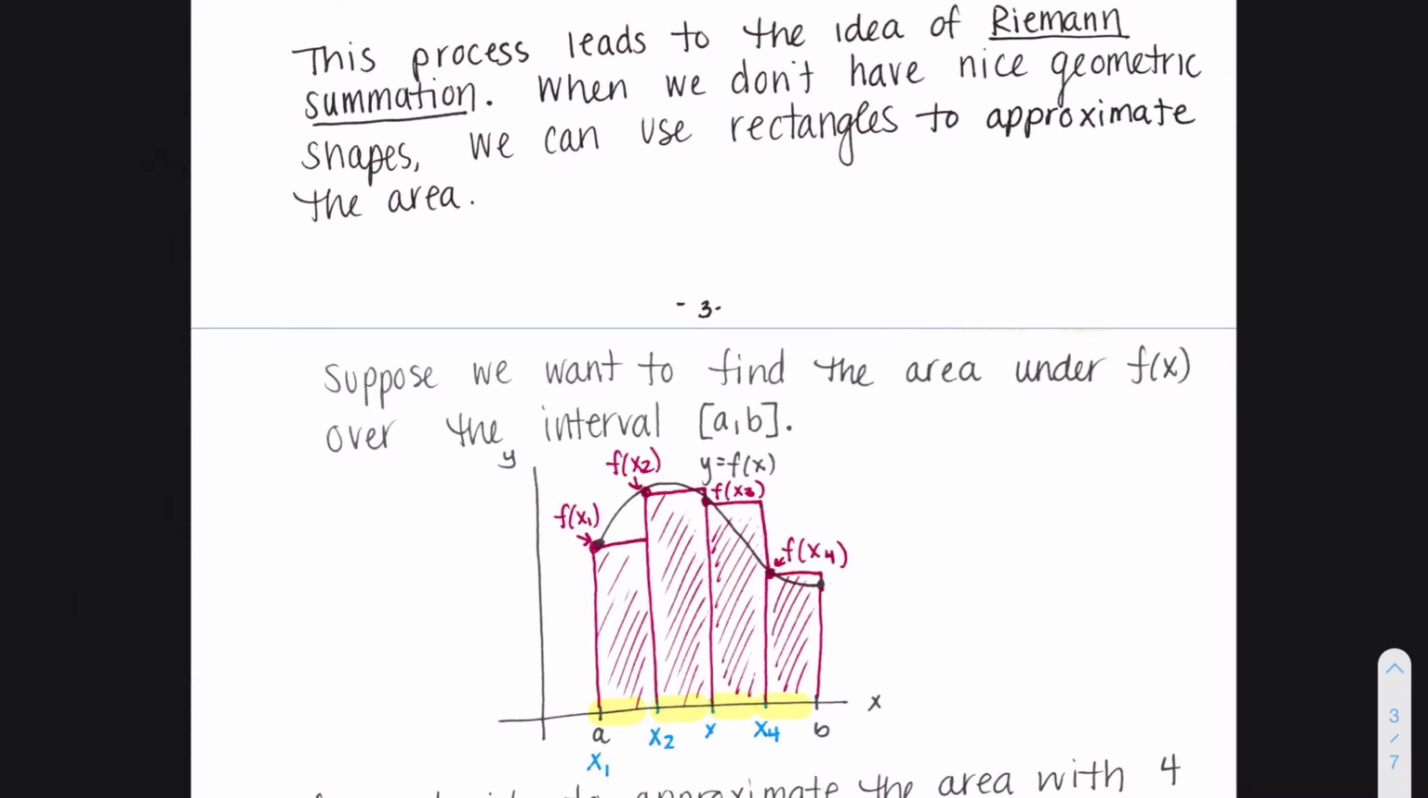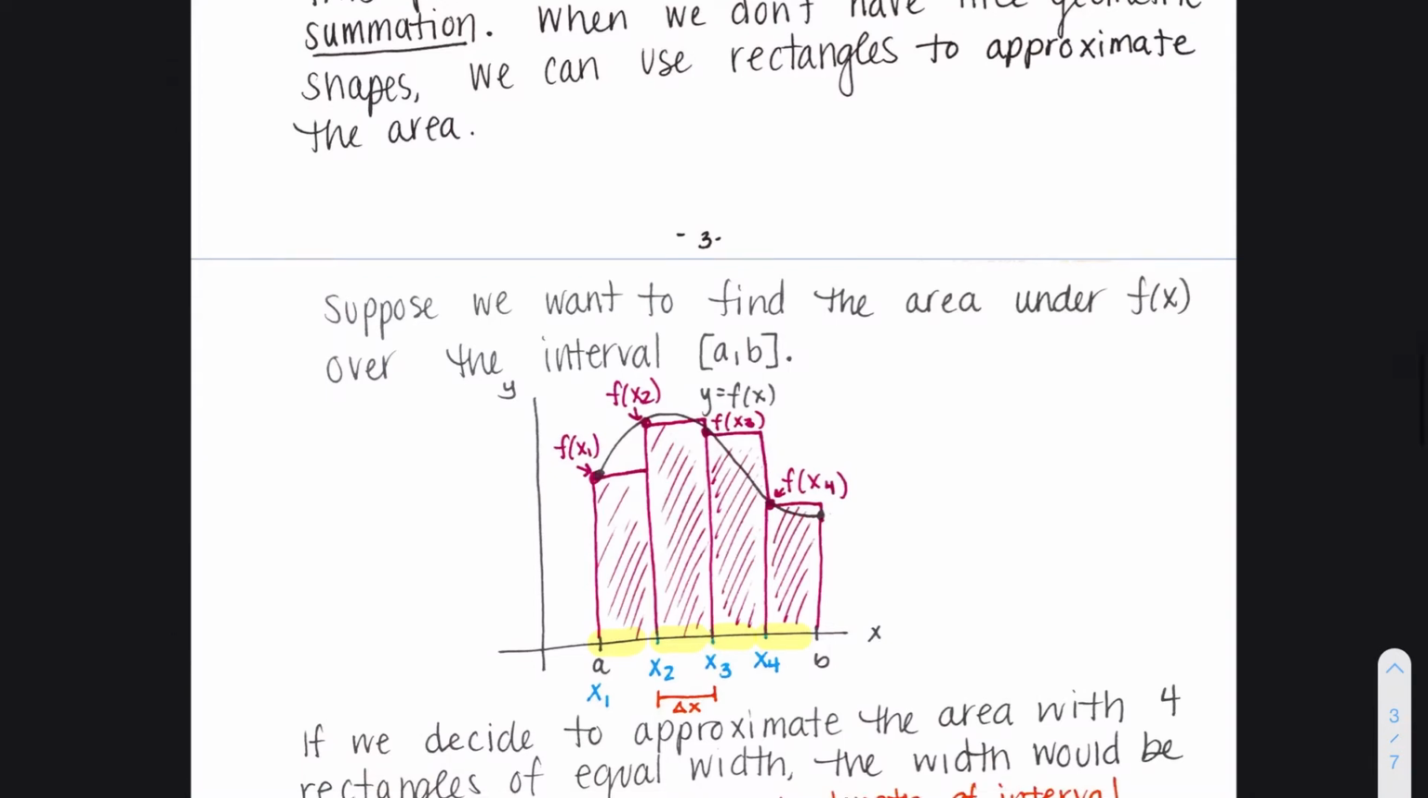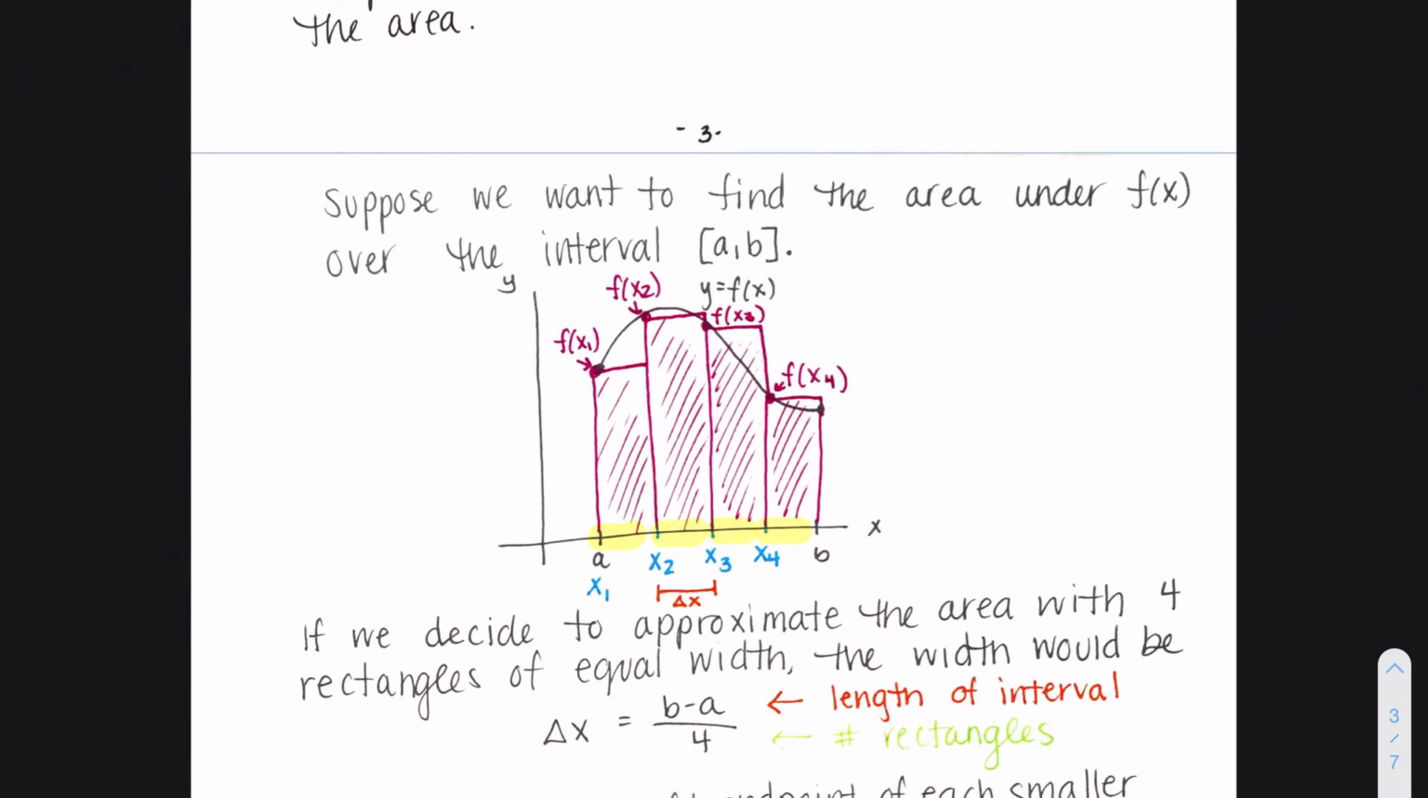So the height will be the function values, and the width will be some set constant. So if you want the equal width, what we can do is take the total length of the interval divided by the number of rectangles you want. So we're going to call each of these delta x. And what delta x equals is the length of the interval divided by the number of rectangles. So in our case, 4. So the length up top, how many pieces you're breaking it into. We can then use that left endpoint to approximate the height.